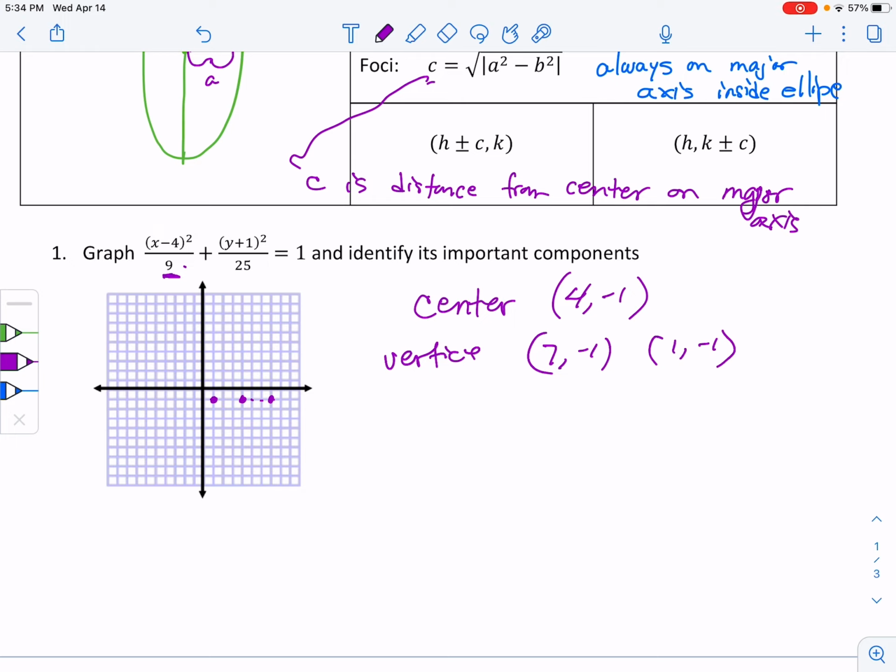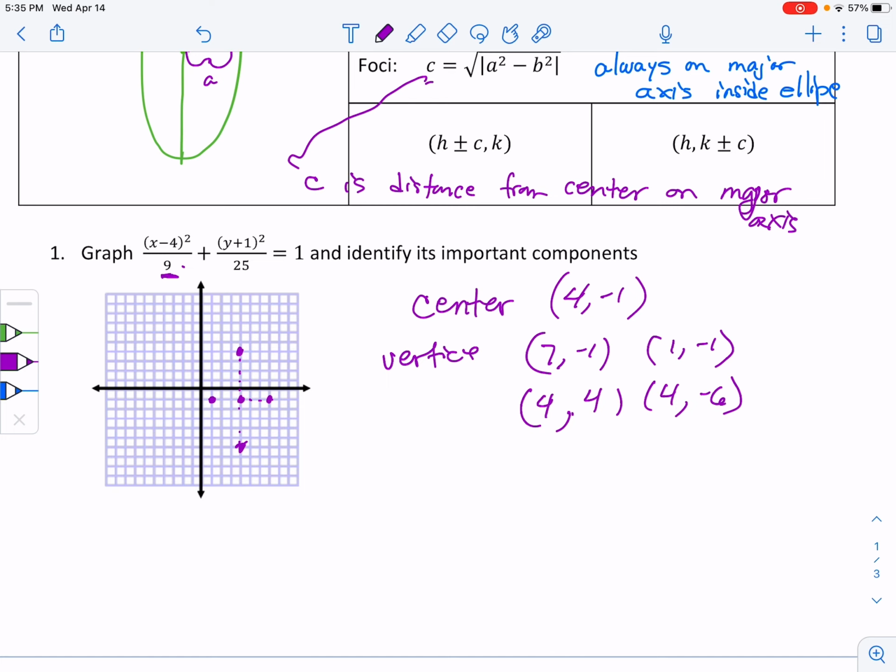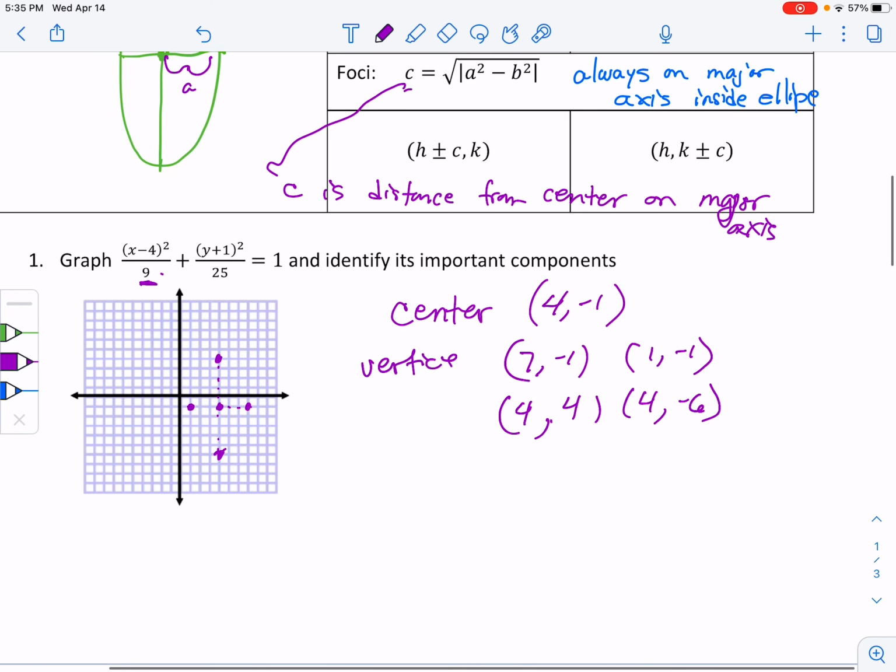In the y direction, it's 5. So 1, 2, 3, 4, 5. 1, 2, 3, 4, 5. Okay, so my 4 didn't change. And I was at -1 and added 5, so I got to 4. I'm at -1 and subtracted 5 and got to -6. So now I have my vertices. And if you draw on here, it should make an ellipse for you. See, isn't that fun? It's an oval, all right?